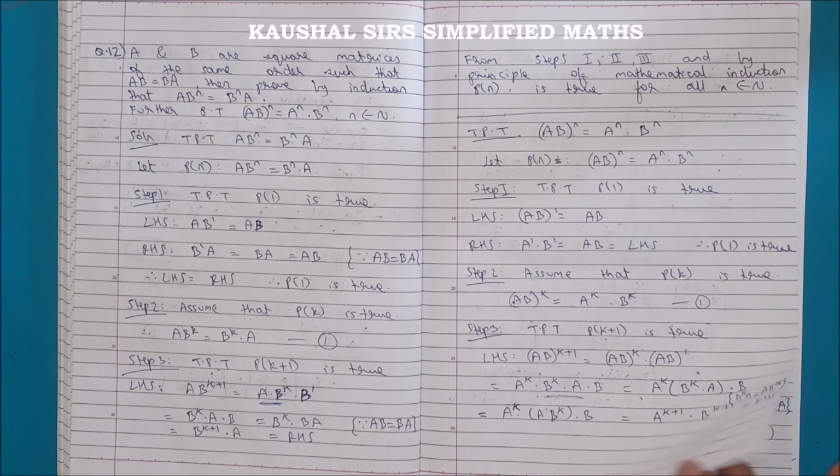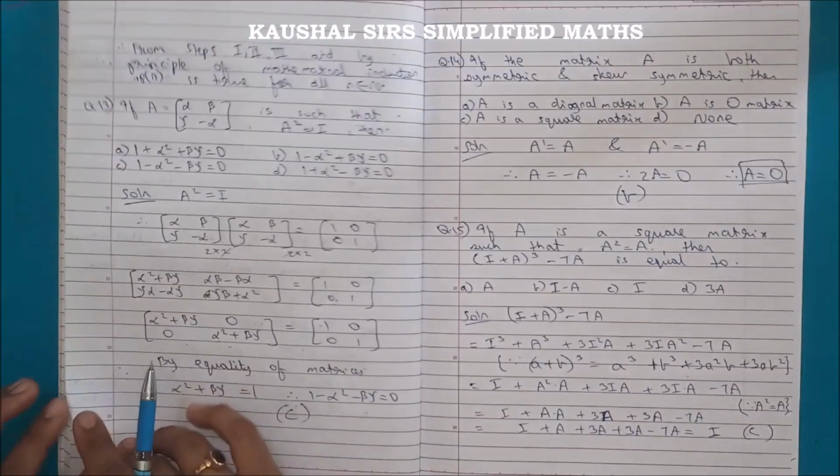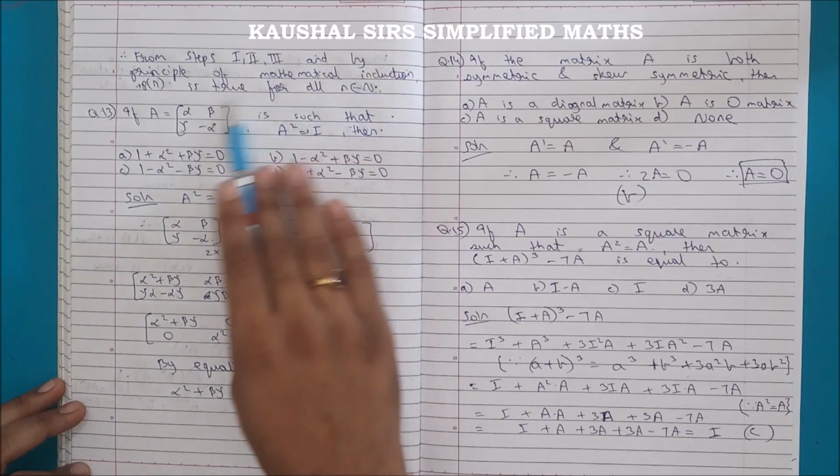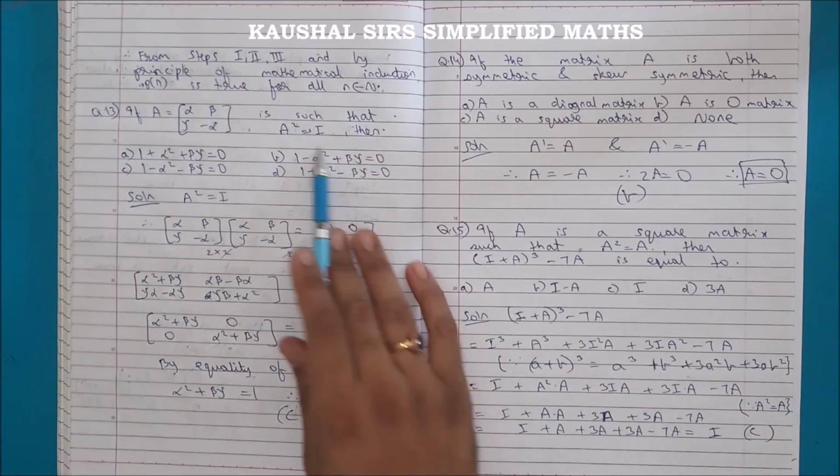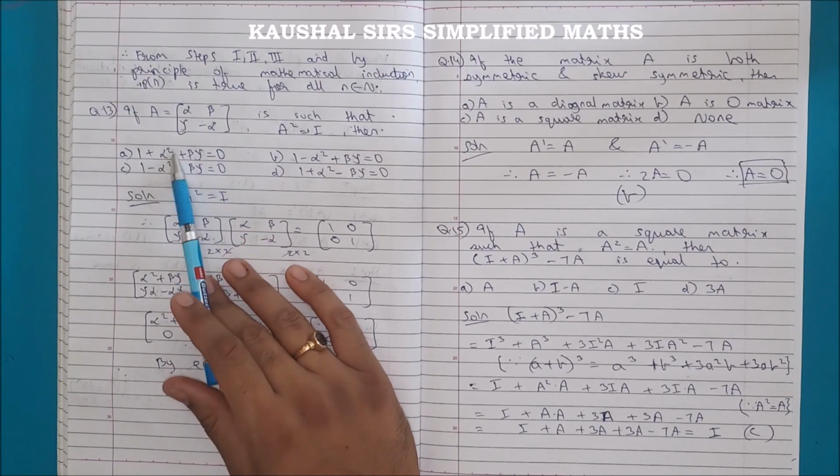Okay, now we write a concluding statement. यही statement वापस लिखना है from steps 1, 2 and 3. You have proved your sum. Clear? Moving to the 13th question, which is an MCQ question.